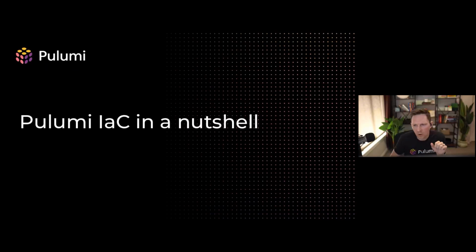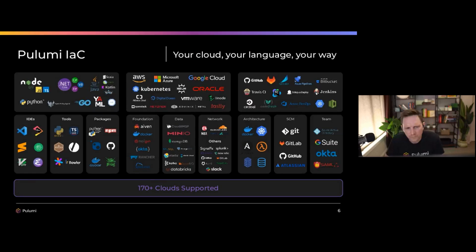So let's just go over infrastructure as code. Pulumi IaC has this tagline, your cloud, your language, your way. The thing that really resonates with me is this your language. So with Pulumi, you can write infrastructure as code using code, right? We're gonna be using Python today.